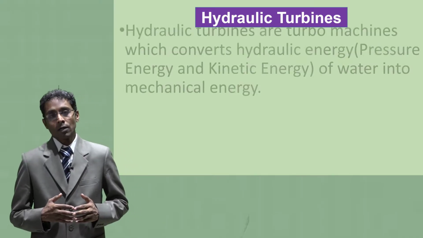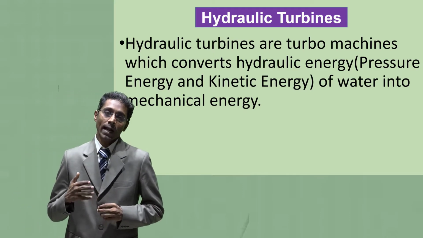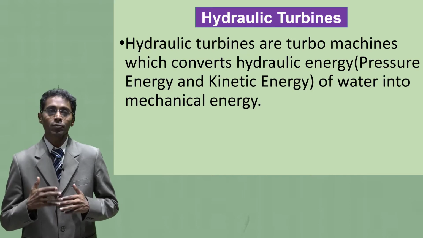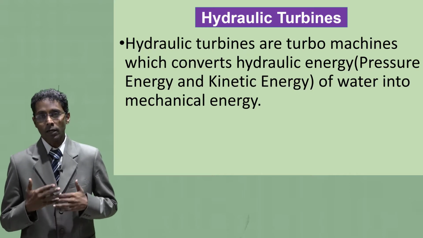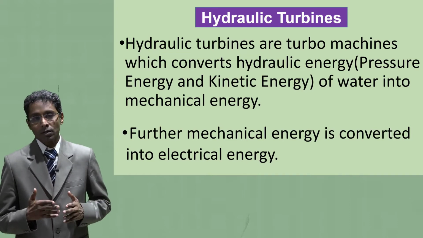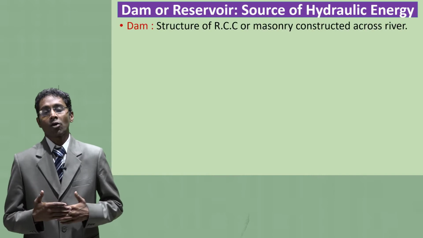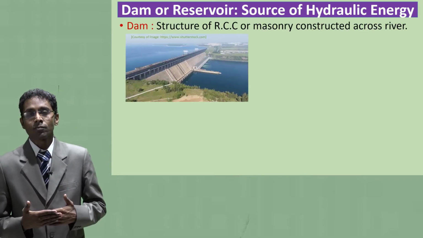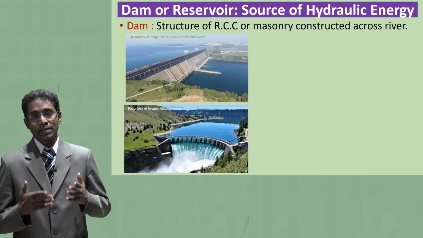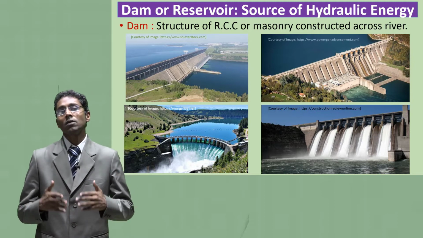So hydraulic turbines are turbo machines which convert hydraulic energy, that is pressure energy and kinetic energy of water, into mechanical energy. This mechanical energy is further converted into electrical energy. Here, a source of hydraulic energy is a dam. A dam is a structure of reinforced cement concrete or masonry constructed across a river.